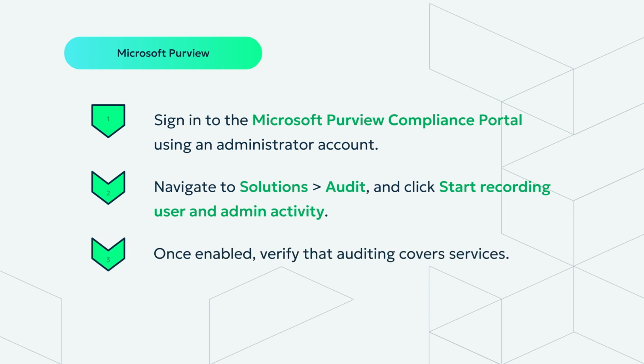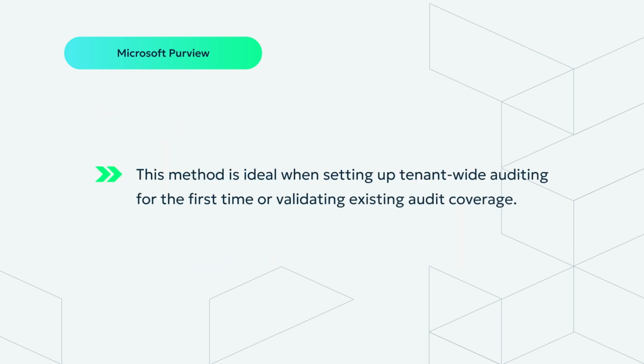Once enabled, verify that auditing covers services such as Exchange Online, SharePoint and OneDrive, Microsoft Teams, and Microsoft Entra ID. Initial events may appear within 1 hour, but full audit coverage can take up to 24 hours. This method is ideal when setting up tenant-wide auditing for the first time or validating existing audit coverage.